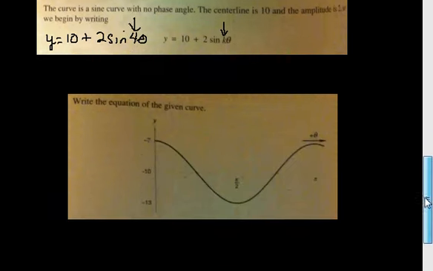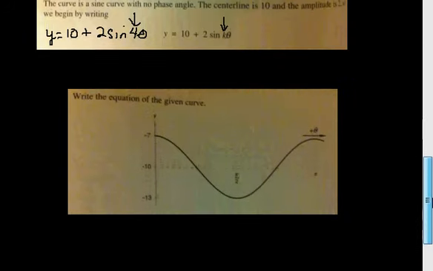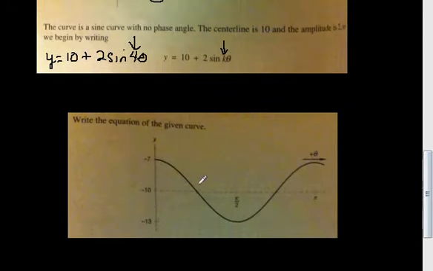Let's try some more of these. I didn't really do a lot of examples here. Okay, we're writing the equation of the given curve. This is a cosine curve because it starts up here. The center line is -10. So when we write the curve, we're going to get y equals -10 because that's the center line.